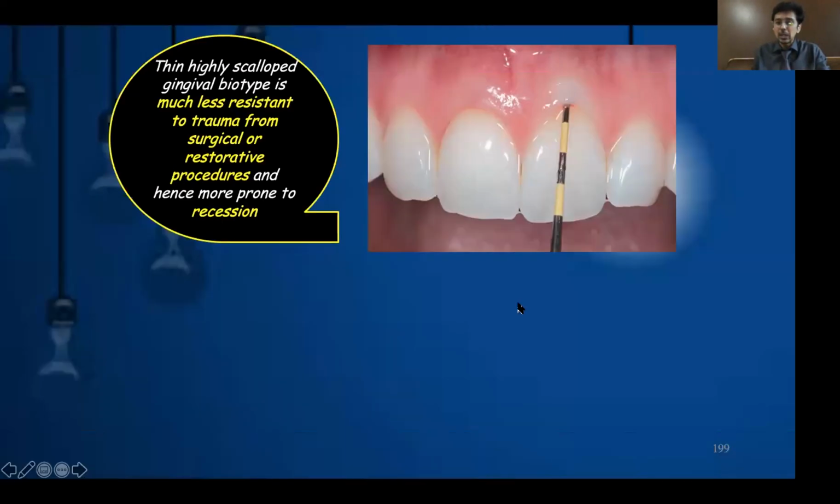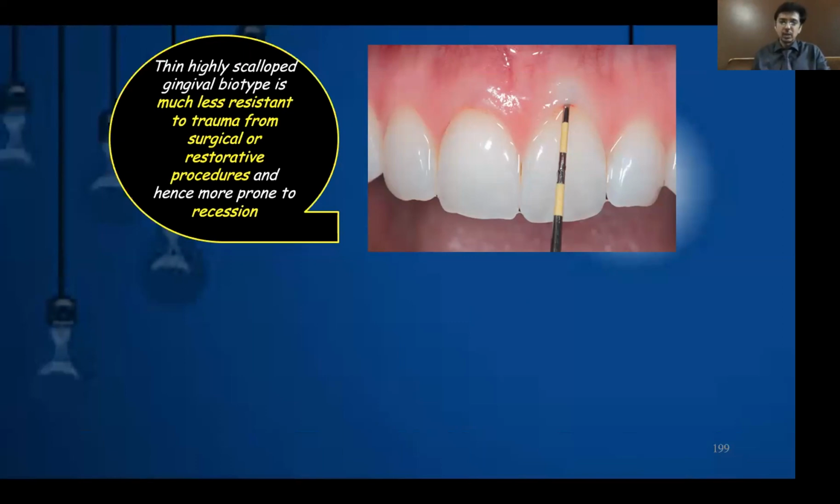This is something you are supposed to remember. With the thin scalloped type, you need to be very, very careful with the handling of the tissues. Are you getting it? Make sure no cuts are there, no trauma is there. Handling of the tissues has to be more gentle.